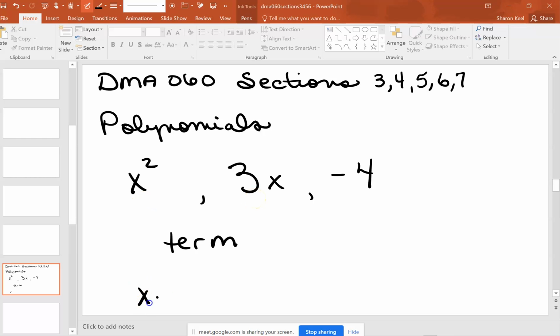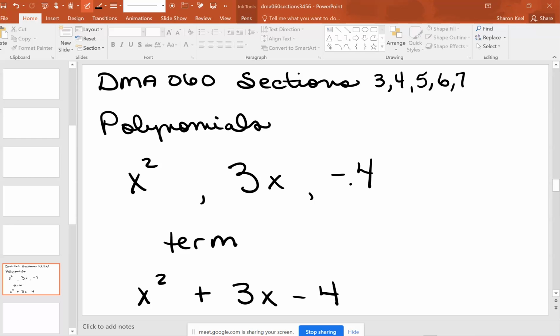If I wrote it as a polynomial, it would be x squared. Both of these are positive, so it'll be plus 3x. That's a negative, so that would be -4. So this itself is called a polynomial, with the pluses and minuses. These three particular items would be called the terms.